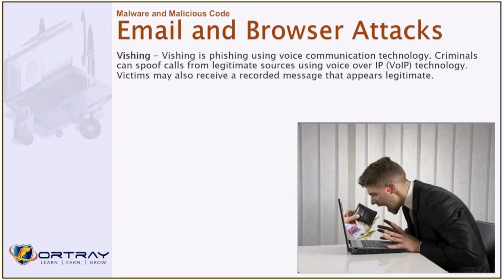Email and browser attacks. What is vishing? It is phishing, but we use voice. Criminals can spoof a call from a legitimate source using VoIP technology. The victim may also receive a recorded message that appears legitimate. So maybe you receive a WhatsApp message in the format of voice, and somebody is tricking you, pretending to be your friend, but actually he's not your friend. He knows that you are a friend of Mr. Michael, for example, and then he tries to become like Michael and trick you.